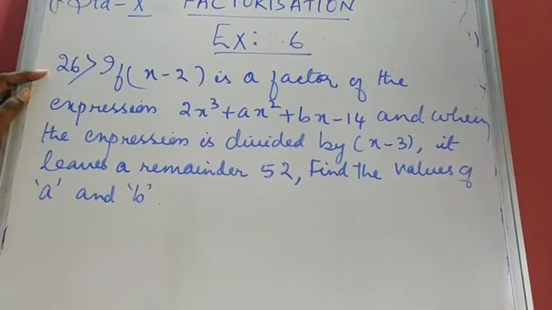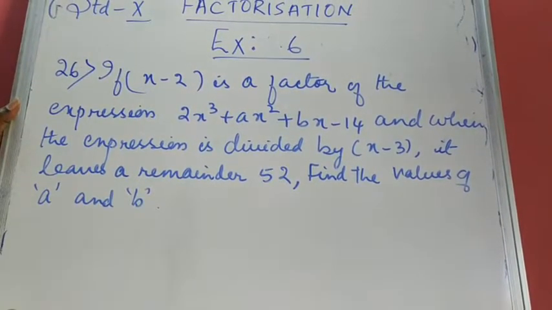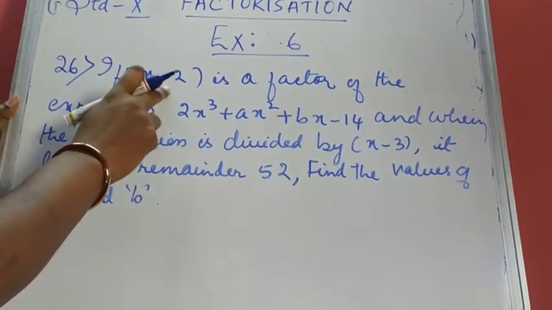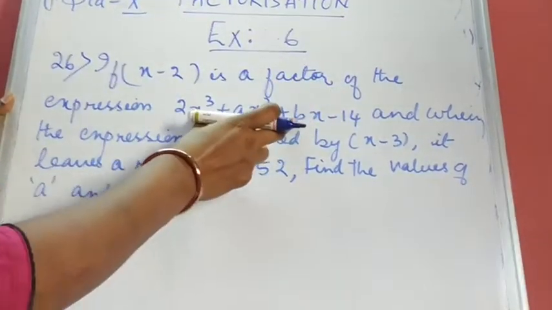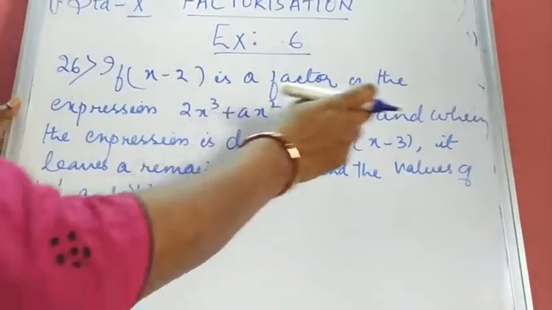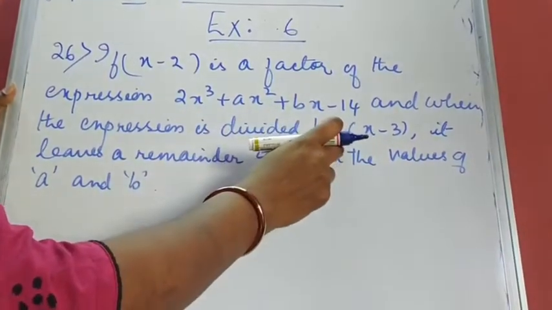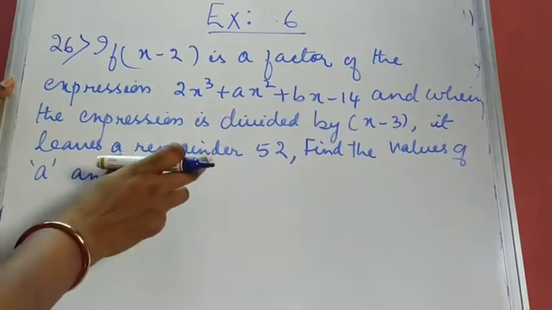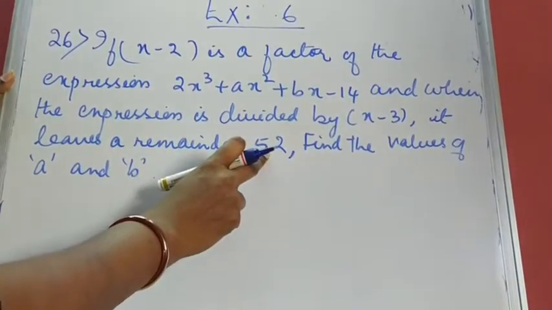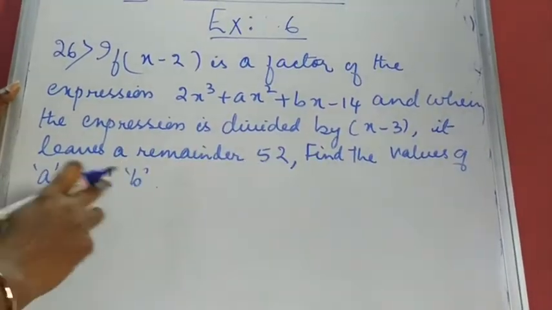This is the 26th question of exercise 6. The question reads, if x minus 2 is a factor of the given polynomial, and when the expression or the polynomial is divided by x minus 3, it leaves a remainder which is 52. Find the values of a and b.